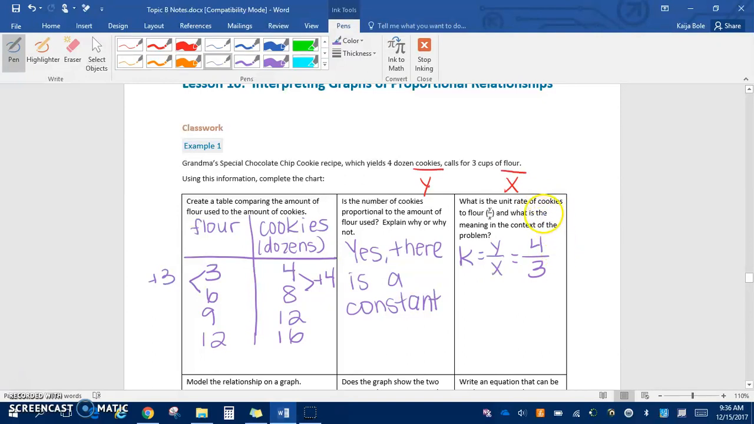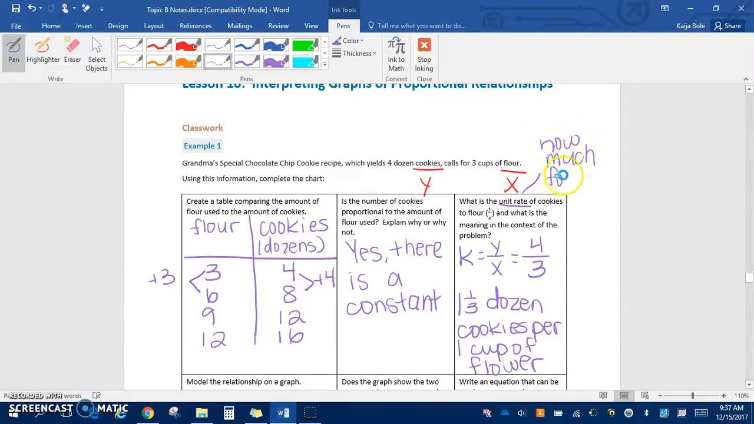So now, if we're going to find the unit rate, we're finding how much for 1. So if we actually do 4/3. This is the same thing as 1 1/3. So it'd be 1 1/3 dozen cookies per 1 cup of flour. So remember, unit rate, write yourself a note, is how much for 1. Alright, and again, we don't need a calculator here. We can just keep it as a fraction or a mixed number.